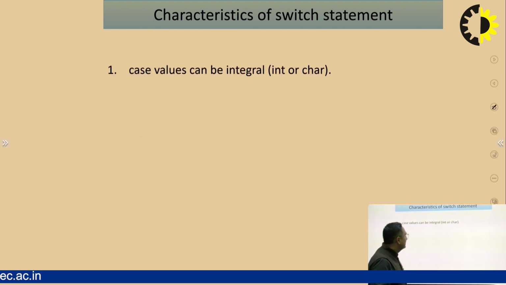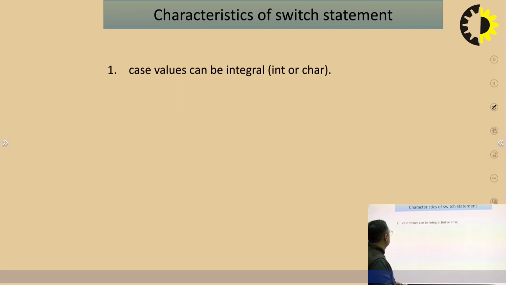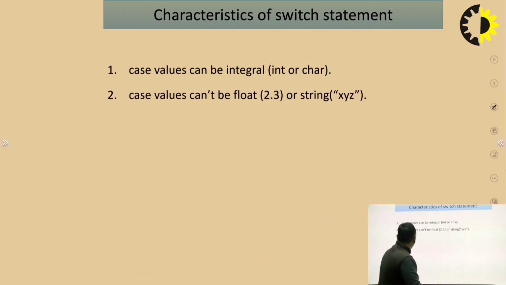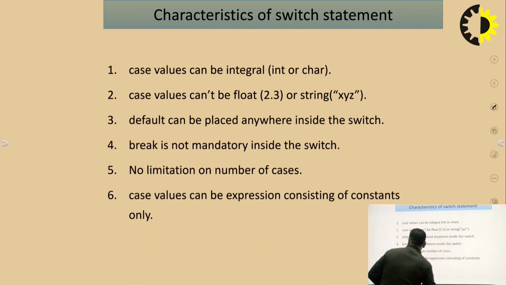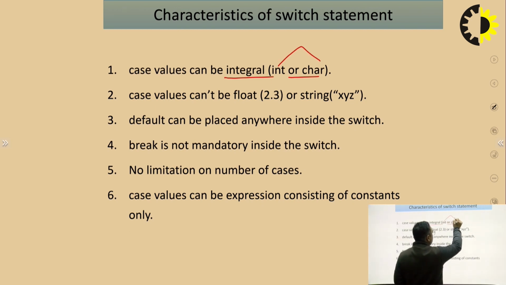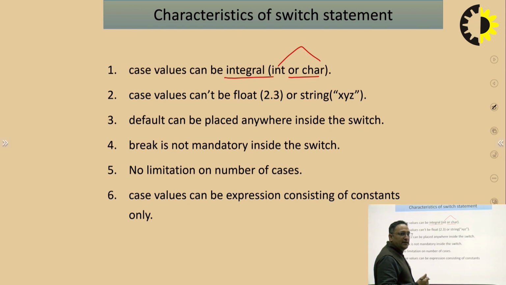Now, what are the characteristics of the switch statement? These are the characteristics, and we can navigate them one by one. Case values can be integral, int or char. For C, this is mandatory. For other languages, they work on strings also, and on a few direct expression evaluations on the case values. But for C, it should be either an int or a char value.